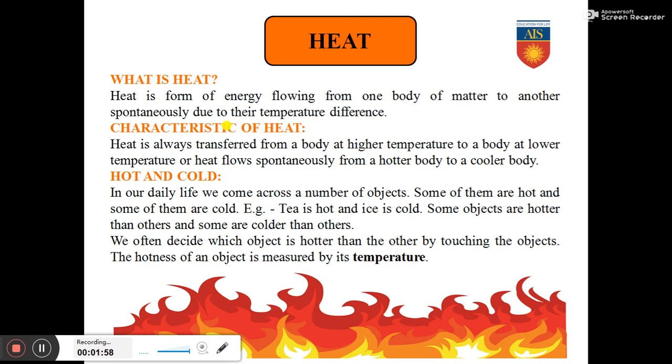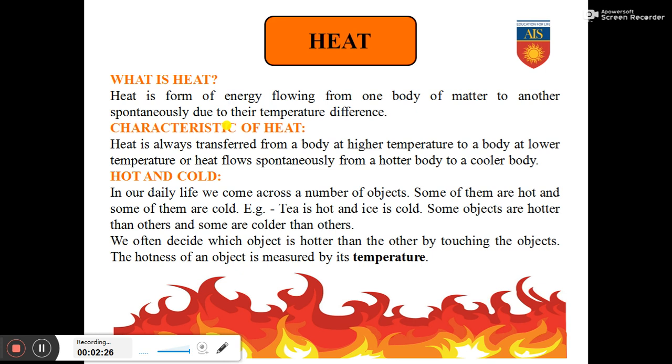Now let us have a look at this specific characteristic of heat. Heat is always transferred from a body at higher temperature to a body at lower temperature, or heat flows spontaneously from a hotter body to a cooler body. So we know now that whichever body is at a higher temperature, from that body heat is being transferred to a body at lower temperature. Let's have a look at an example.